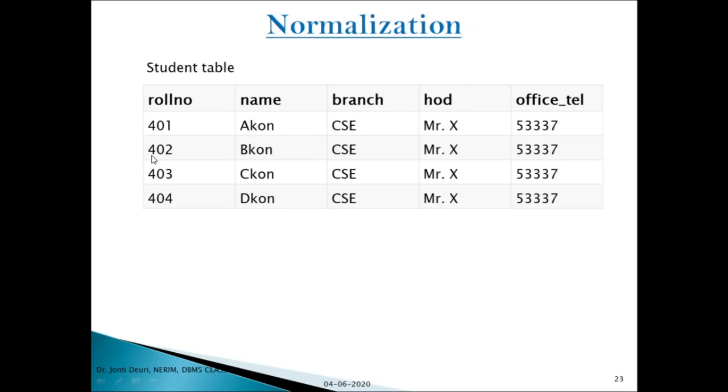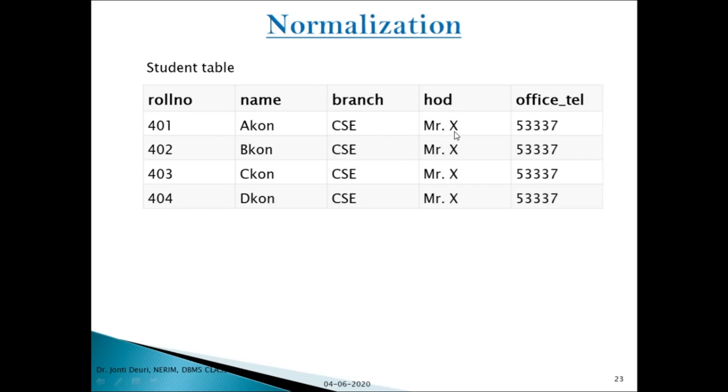So you are going to delete that roll number 4031. Say we have deleted all of these, and now we delete the last one too. Then definitely we will lose this branch information also: the HOD's name and office telephone number. That is the deletion anomaly. And here, if you are going to update the HOD, now the HOD has changed.